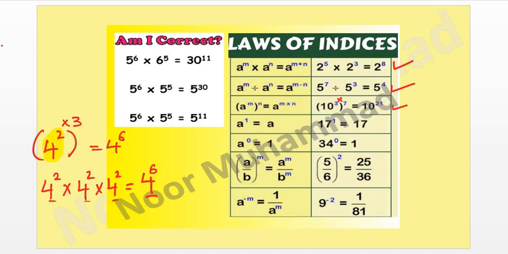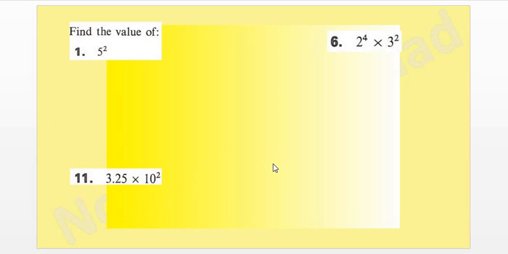Clear? Now let's solve some questions from the book. Here they are saying find the value. Remember, there is a difference between when they say write it as a single index, and when they say find the value. When they say find the value, they want the exact numerical value of this index number. So what do you have right now? 5 to the power 2. If you want to know the value of this expression, expand it.